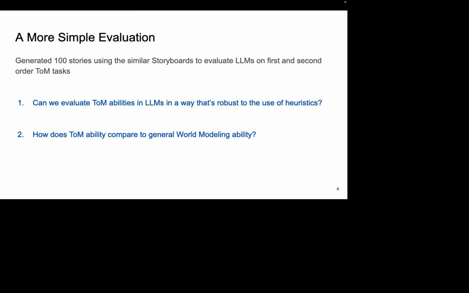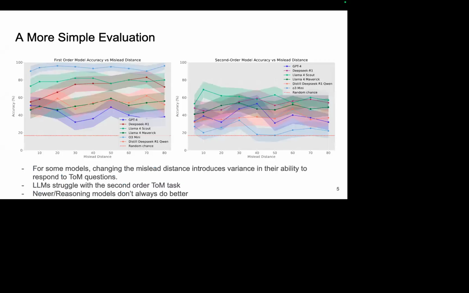Reasoning about the perspective of one character in a story and the perspective of another character is kind of seated in your ability to model the entire world that the story takes place in, right? So we want to compare the ability of LLMs to reason through theory of mind in comparison to their general world modeling ability. So for this first question, as I said, we generate 100 stories varying what I call the mislead distance across a few different values and compare LLM performance across that for both first and second order tasks.